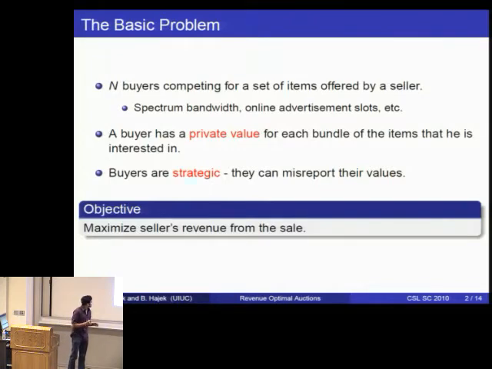The key thing here is that this value is private information, known only to that particular buyer, and they can use this information to their advantage. They can misreport this value if it's beneficial for them to do so. So the problem here is to maximize the revenue under this strategic behavior. We study problems like this under an abstract mathematical framework.